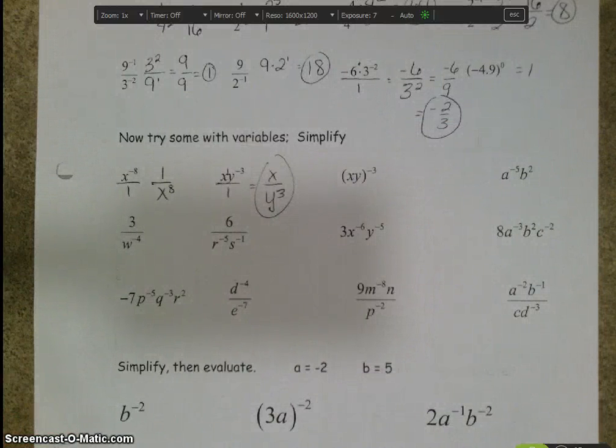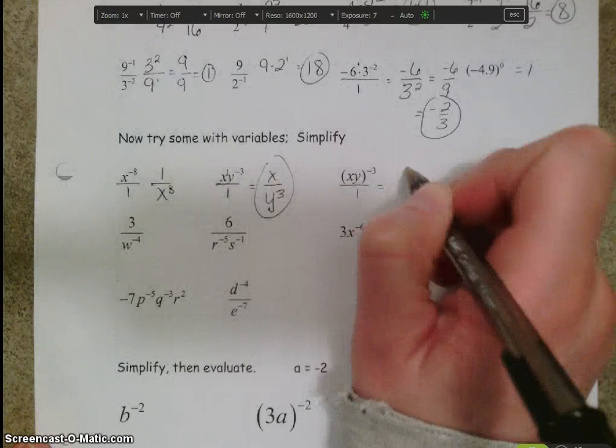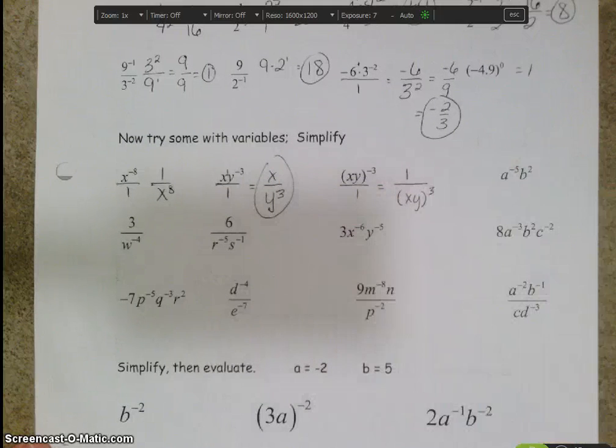Do you see the difference between the one we just did and the next one? Since there are parentheses around the x and the y, that means that negative 3 attaches to both of them. So there's the difference. Now they both need to move down. So if we've got everything over 1, there we go.